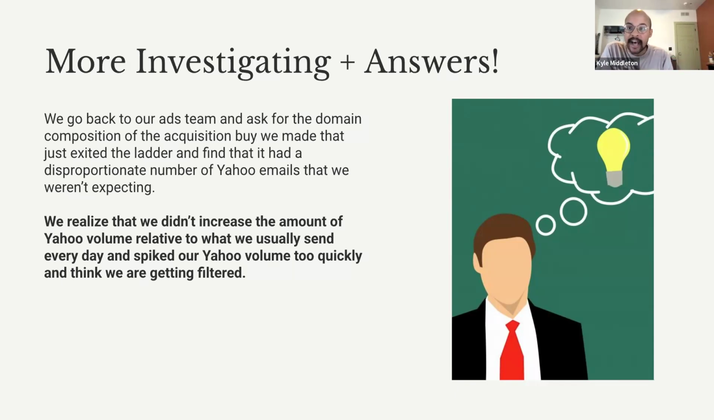And so what we realized is that we didn't increase the amount of Yahoo volume relative to what we usually send every day, and it spiked our Yahoo volume too quickly, and we think we're getting filtered. What we mean by that is if the composition of Yahoo emails on our active list is say 10,000, and we just purchased acquisition and ran them through our welcome series and they exited out, but that buy had 30,000 Yahoo emails in it. Now, all of a sudden, our active list is sending to 40,000 Yahoo emails a day. And Yahoo is asking, why did you spike your volume by 4x in one day? And what is going on here?